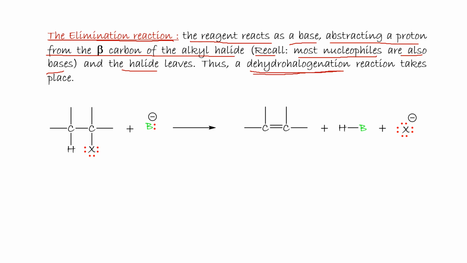Dehydrohalogenation reaction. So, the base will take a proton, the 2 electrons here will move to form a double bond, and the halide leaves. This is a dehydrohalogenation reaction. This is the beta position.